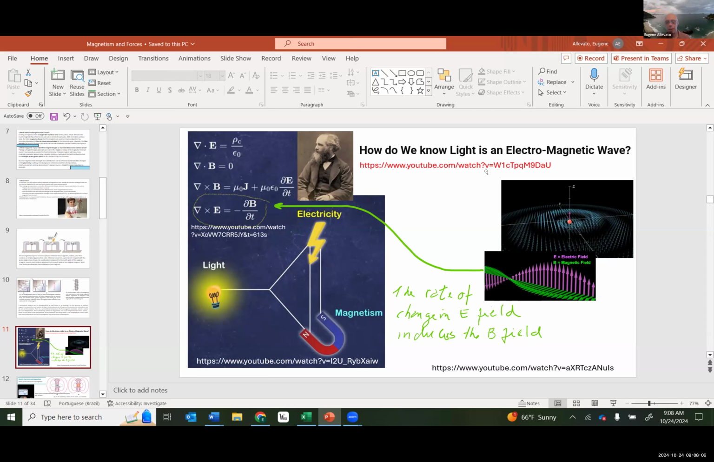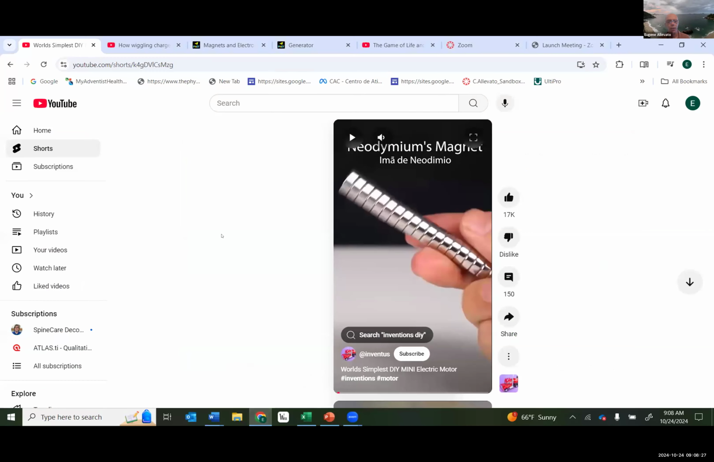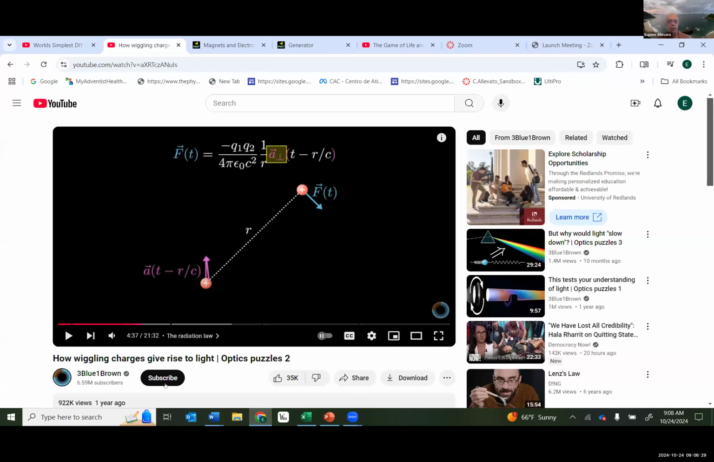So now let's see on the video the description of how the electromagnetic wave is generated by an electric charge, the motion of the electric charge going up and down. So let me share this with you. I'm not going to show the whole video because it's like 20 minutes. I don't want to take all that time, but I do encourage you to revisit this and watch the whole video.